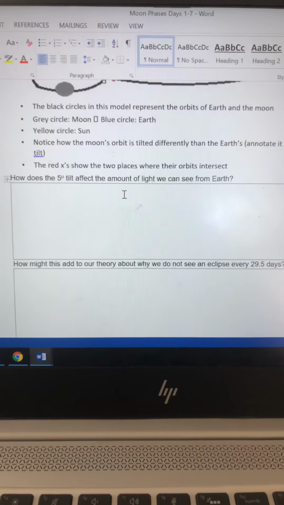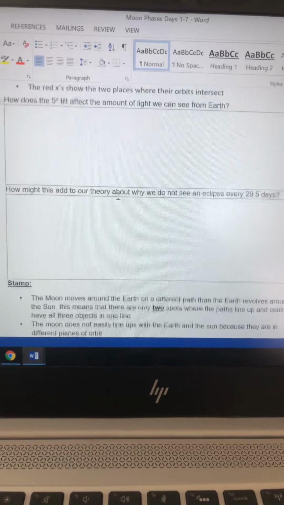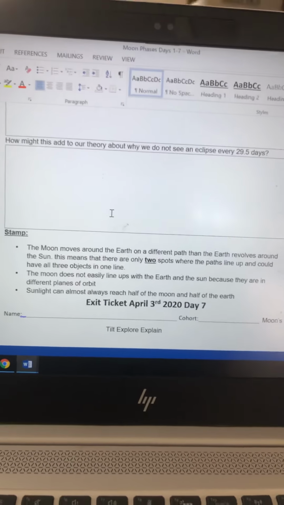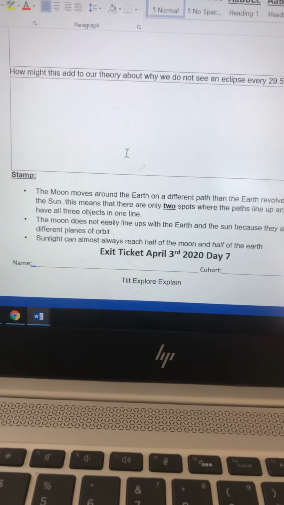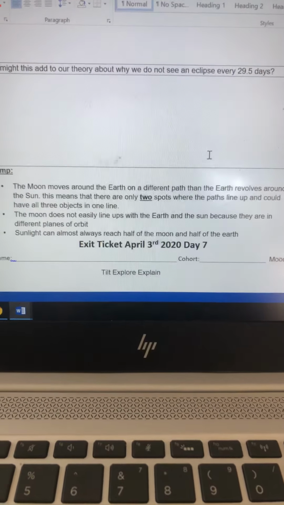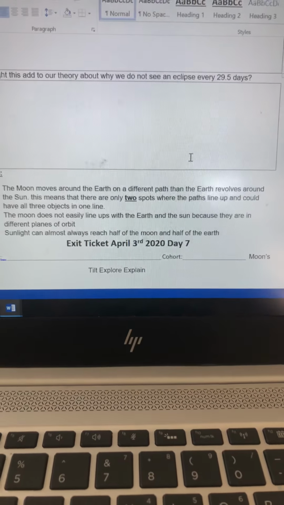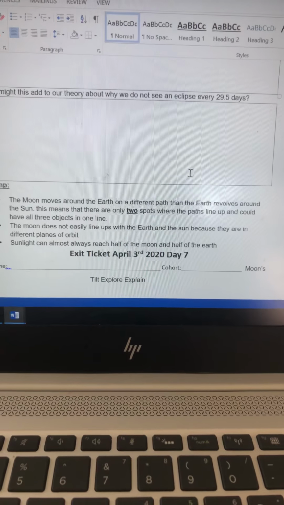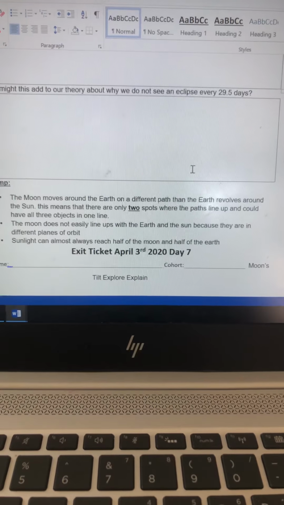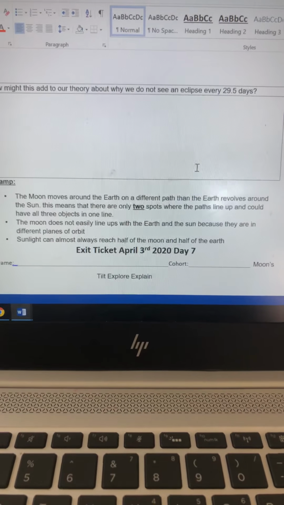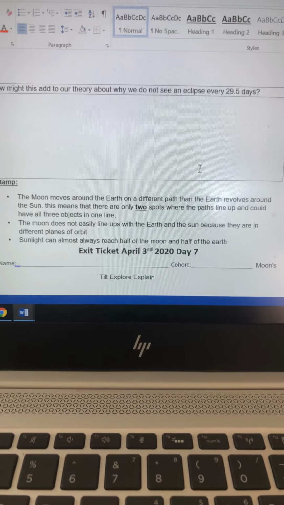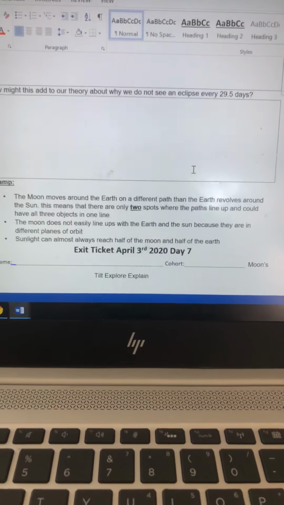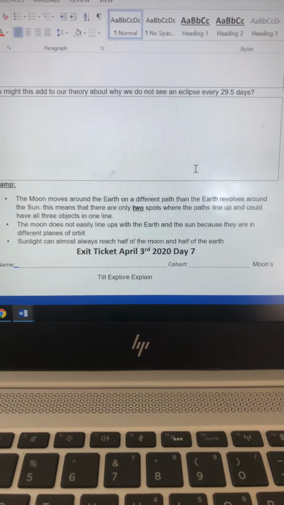So how does this tilt affect the amount of light that we see from the Earth? How might this add to our theory about why we do not see an eclipse every 29.5 days? So to stamp at the bottom, the moon moves around the Earth on a different path than the Earth revolves around the sun. This means that there are only 2 spots where the paths line up and could have all 3 objects in one line. The moon does not easily line up with the Earth and the sun because they are in different planes of orbit. Sunlight can almost always reach half of the moon and half of the Earth.